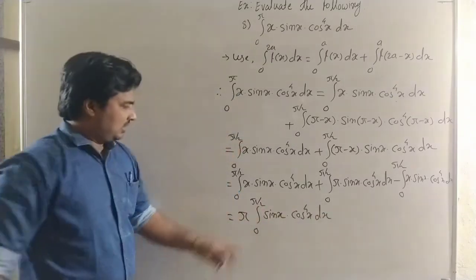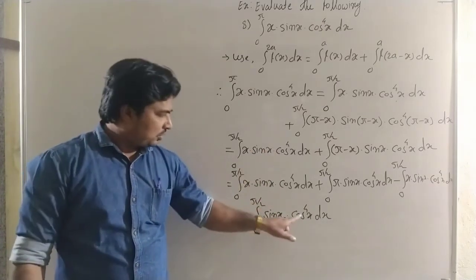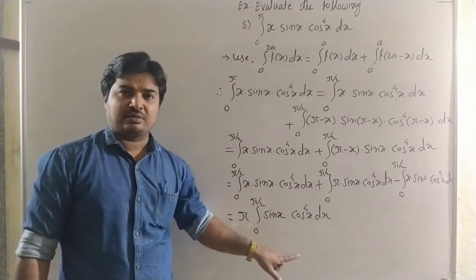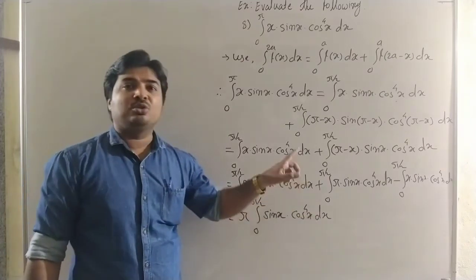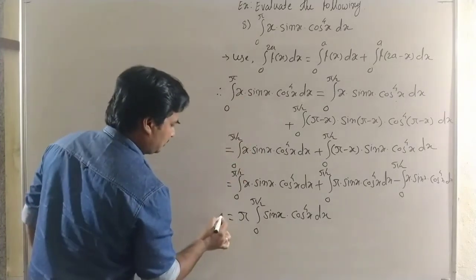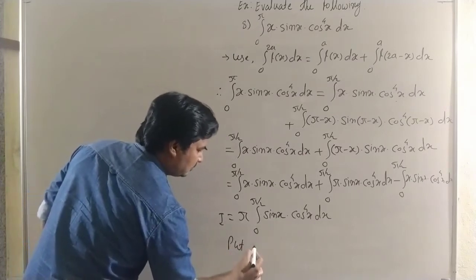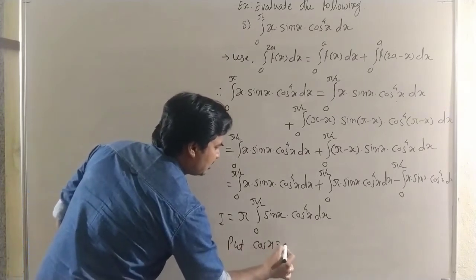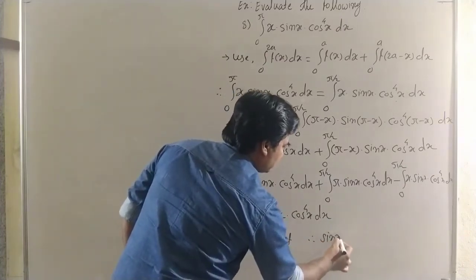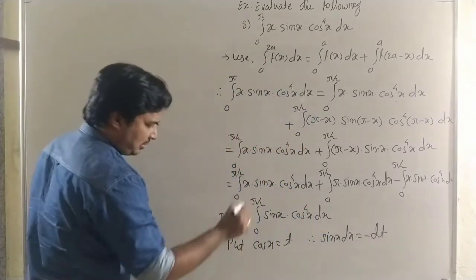And now this integral we can solve by using substitution. When we put cos x equal to t, the derivative of cos x is minus sin x. That means sin x dx is equal to minus dt. Now we consider this as I. Then here put cos x equal to t. Therefore sin x dx is equal to minus dt.